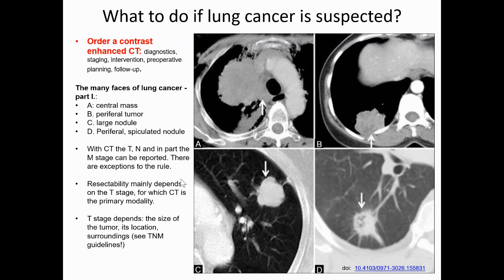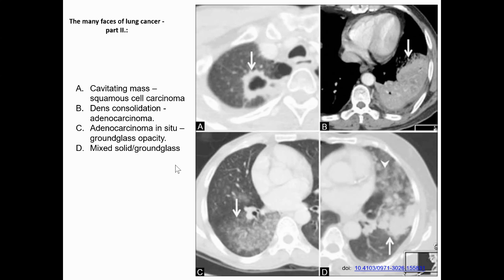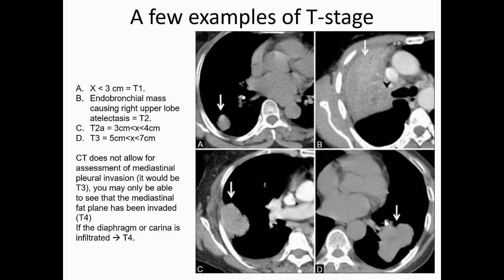But if you give the patient contrast media, then you can answer how big the tumor is, whether there are any pathological lymph nodes, and you can also assess for metastasis. Here are some other lung cancers: a cavitating mass in the right upper lobe, a consolidation on the left, ground glass opacity on the right, and mixed ground glass and consolidation next to the heart.